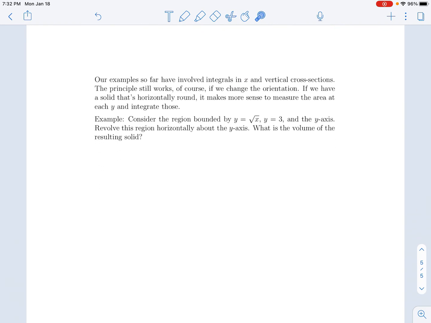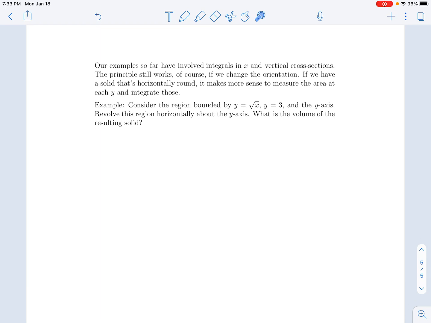Okay, our examples so far have involved integrals in x with vertical cross sections, but the principle works if we change the orientation. If we have a solid that's round in a horizontal fashion, it might make sense to measure the area at each y and integrate those. So let's look at an example. Consider the region bounded by y equals the square root of x, y equals 3, and the x-axis and the y-axis.